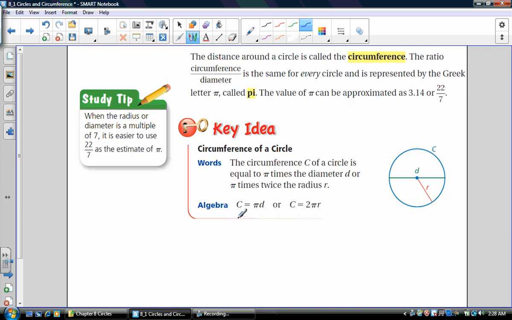If we're given the diameter of the circle and we want to find the distance around the circle, or the circumference, we use this formula here. Circumference is going to be equal to pi times the diameter. If we're given the radius, we would use this formula here. Circumference is going to be equal to 2 times pi times the radius.